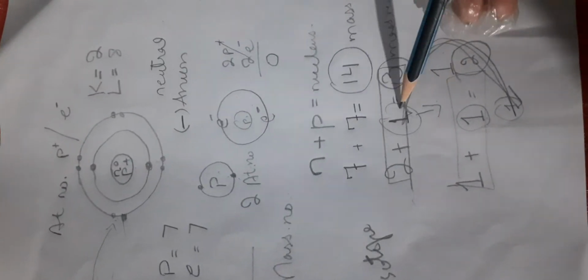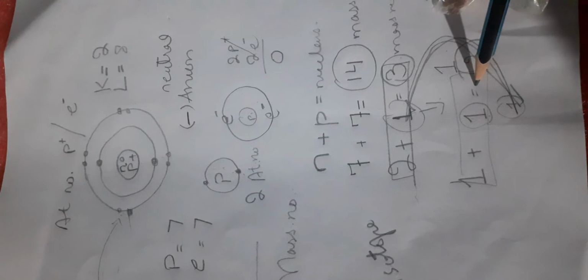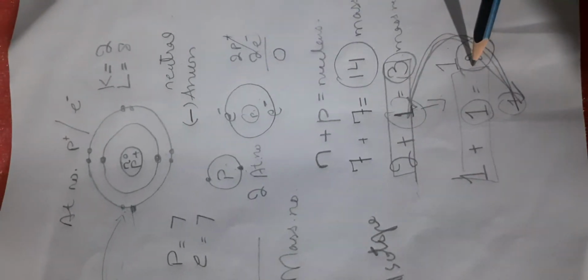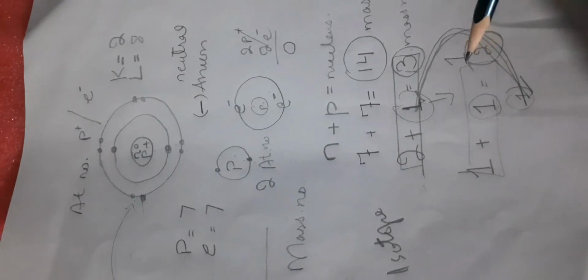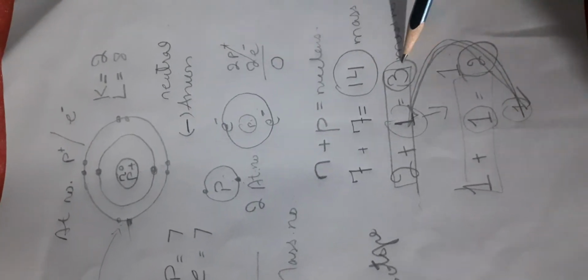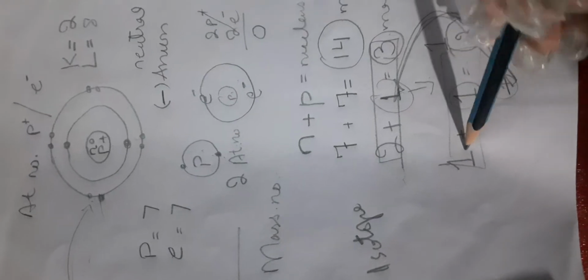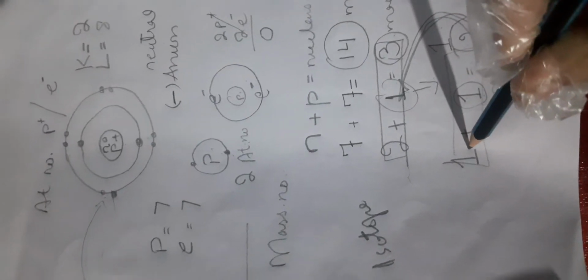Isotopes are the atoms of the same element. Same element means they will have the same atomic number, whereas their mass number is different from each other. Now if someone asks you why the mass number is different, the reason is that the mass number is different because of having a different number of neutrons, right?